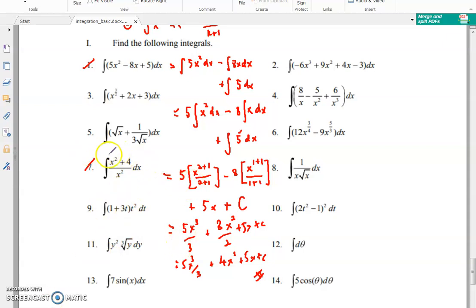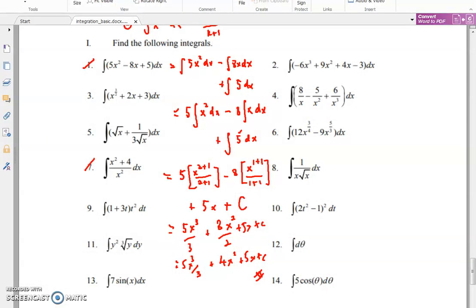Okay, now let us have a look into question number 7. It's a big difference compared to question number 1 because you are dealing with a fraction. So in order to do that, we need to simplify the fraction first. Since I don't have enough space here, let me use another whiteboard for it.